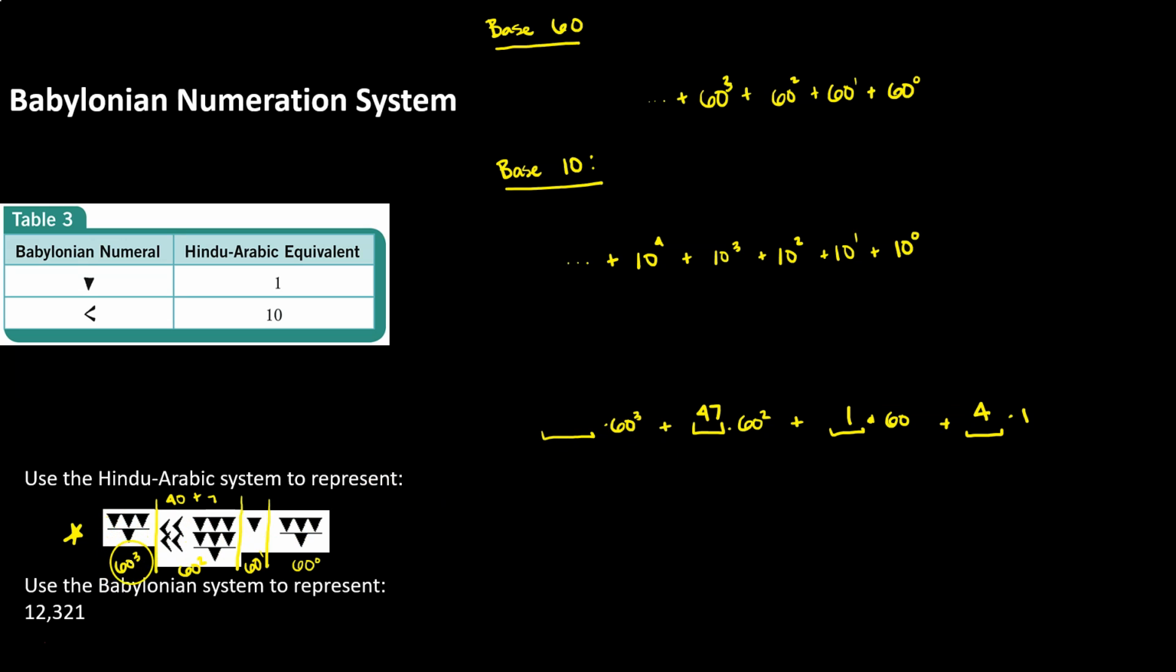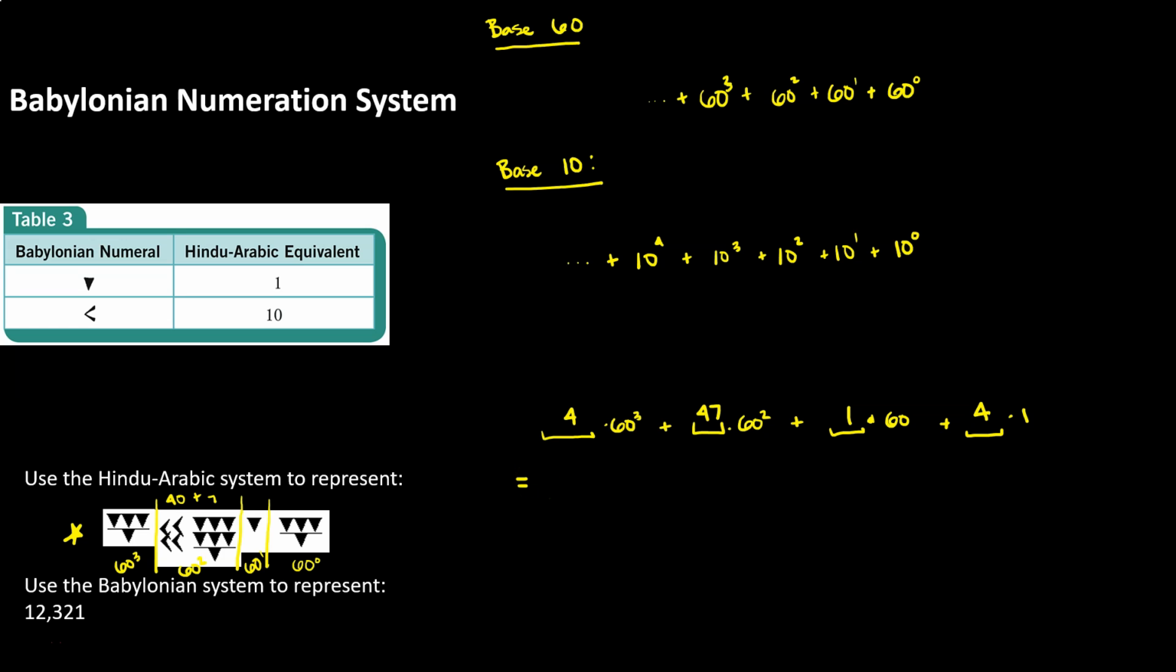Next we have the 60 cubed place value, which has 4 triangles, so I would put a 4 here. And then if we wanted to convert this into our numeration system, we would type this into our calculator very carefully. I'm going to work it out step by step, but if you want to, you can type all of this directly in on your calculator, starting with 4 times 60 cubed, then add to that 47 times 60 squared, add to that 1 times 60, add to that 4 times 1. So you can type this all in directly, but I'm going to show you how it would work out step by step.